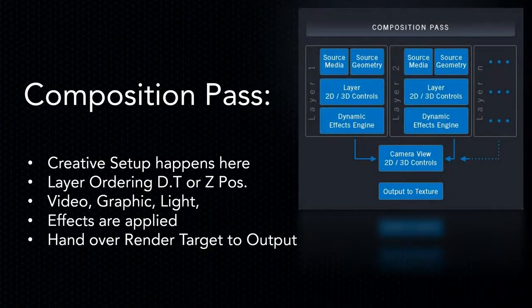We have our different layers, ordered from lowest to highest, being closest to the camera. Again, you can change that with your Z positioning, so you can move your objects and layers around. Then we have our different layer types: video layers, graphic layers, you can add light layers, and a particle system layer. So you can add all of these different elements in our composition pass, that we can then go and create stuff within our sequences.